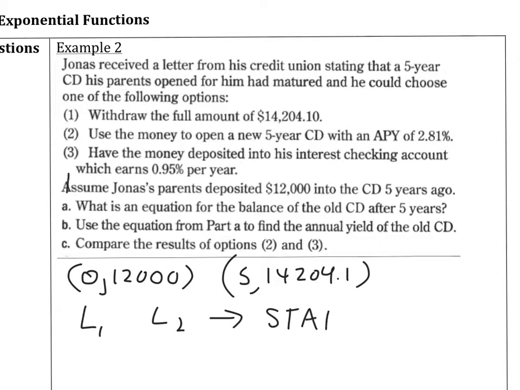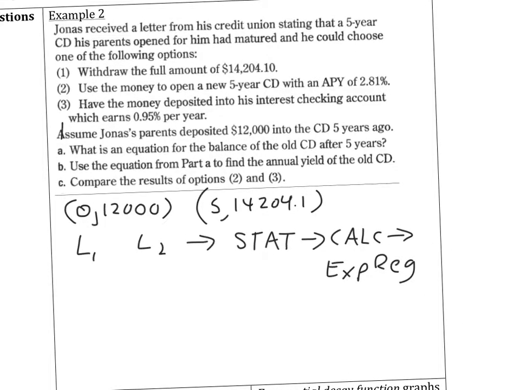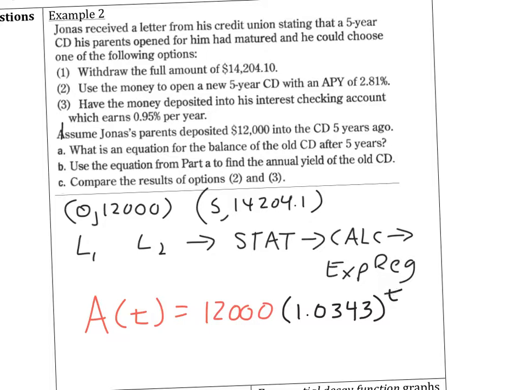then we're going to stat, calc, and what we did from there was exponential regression. In other words, not a linear regression, but an exponential function of regression. And this is what we end up getting. $12,000 is the original amount, also sometimes called the principal. My rate, according to my calculator, looks something like this, which interprets as a 3.43% growth.